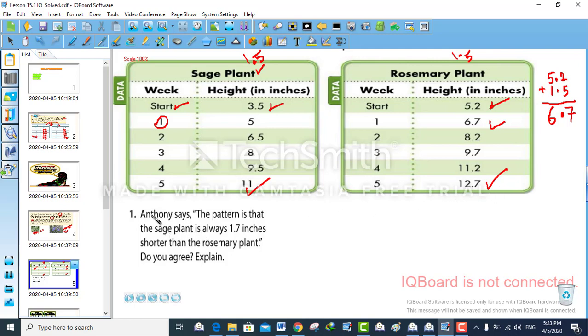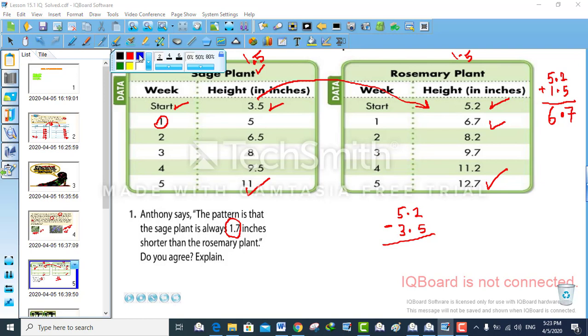So here we have a question. Anthony says that the pattern is the sage plant is always 1.7 inches shorter. How do we know whether it's true or not? Actually, just try to compare the relation between each two corresponding values. For example, the 3.5 and the 5.2. To find the difference between them, I will subtract 5.2 minus 3.5.